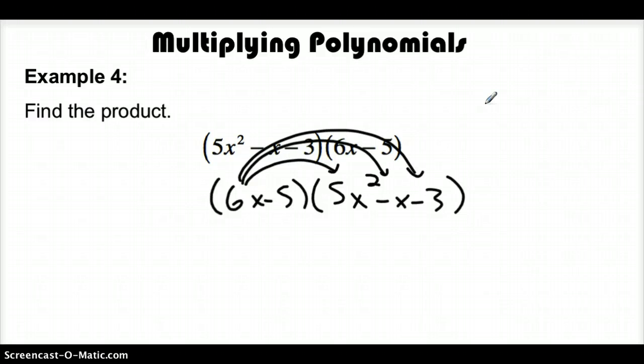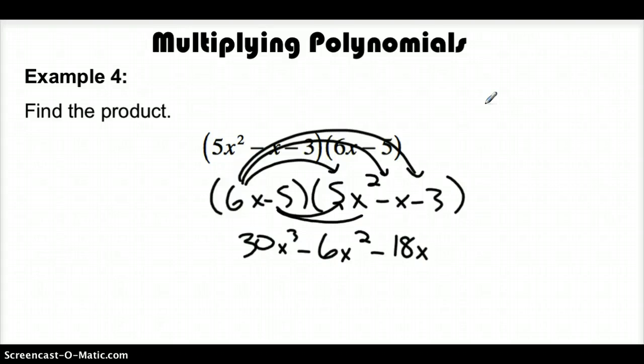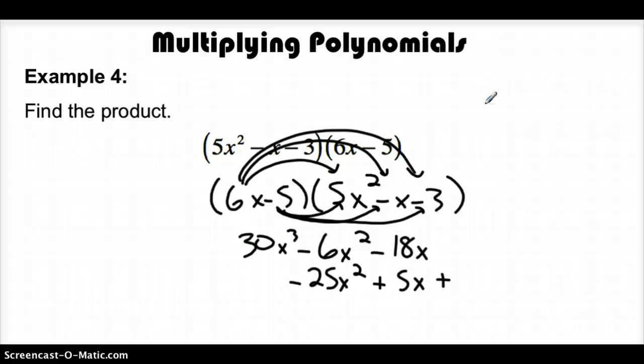Okay, so I know 6x times 5x squared is going to give me 30x cubed. And then I'm going to take the 6x multiplied by the negative x will give me negative 6x squared. And then 6x times negative 3 will give me negative 18x. Okay, now I'm going to take my negative 5 and multiply it by every single term in the trinomial. So I know that negative 5 times 5x squared is going to give me a negative 25x squared. Okay, I know that negative 5 times negative x will give me a positive 5x. And I know that negative 5 times negative 3 is going to give me a positive 15.